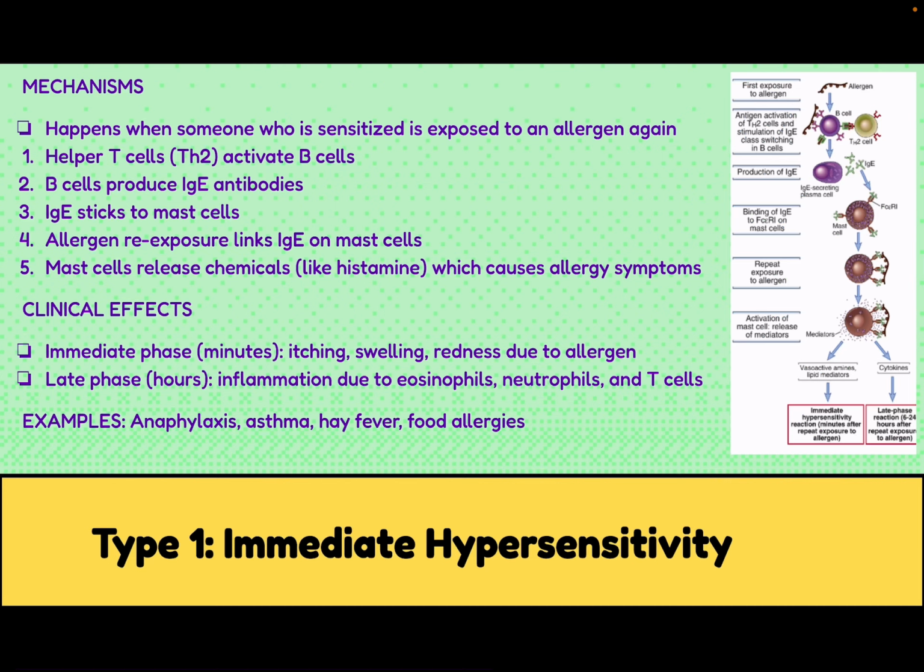and cytokines. The clinical effects include the immediate phase that occurs within minutes and causes itching, swelling, redness, otherwise known as allergy. And the late phase occurs hours later, with more severe inflammation occurring and involves the eosinophils, neutrophils, and T cells. Examples include anaphylaxis, asthma, hay fever, and food allergies.